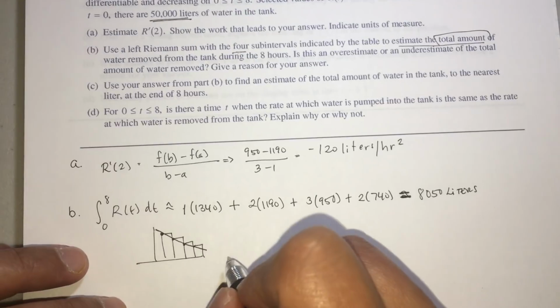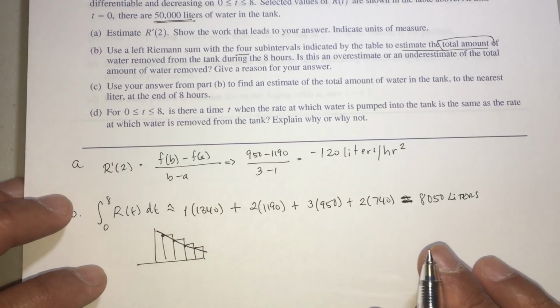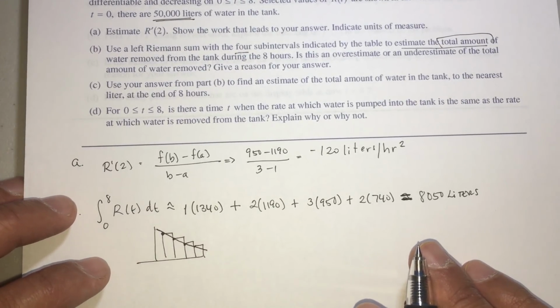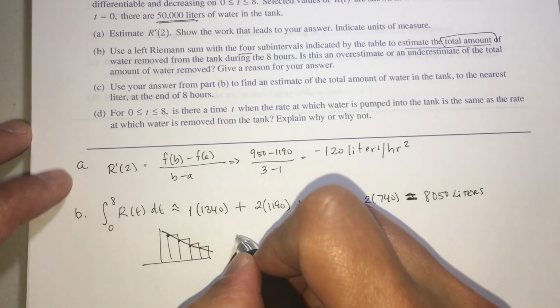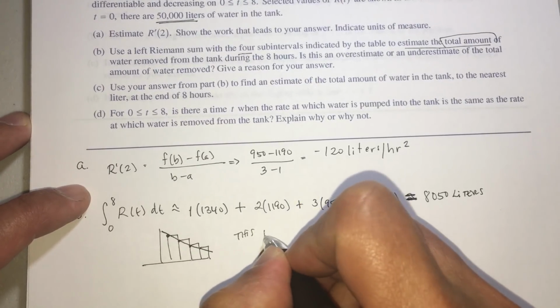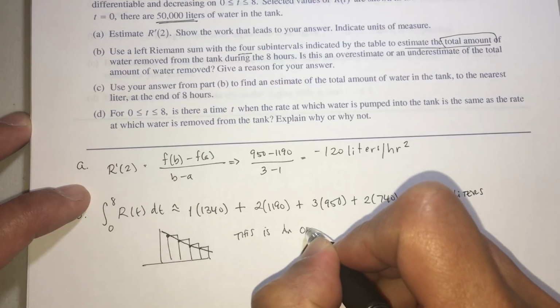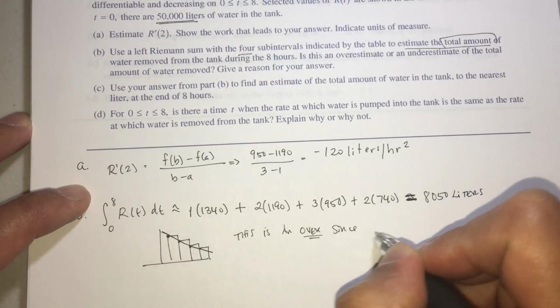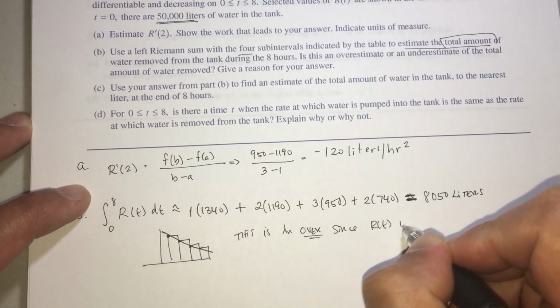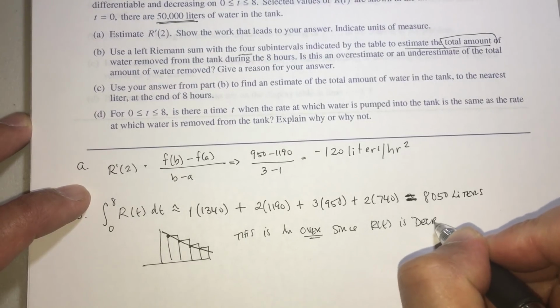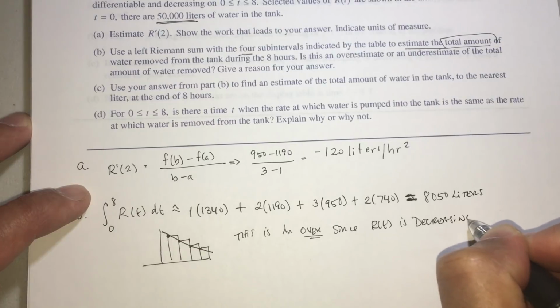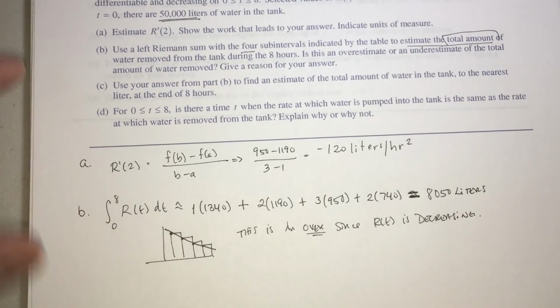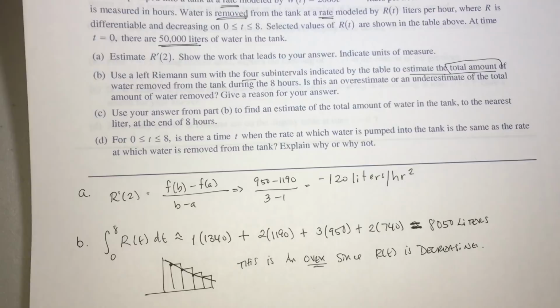Okay, so you would write this is an overestimate since R is a decreasing function. This is an overestimate, since R of t is decreasing. And that's it, guys. All right, let's see if we can do part C.